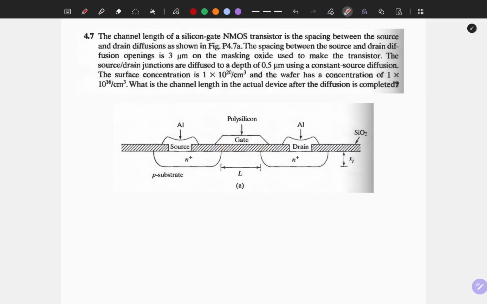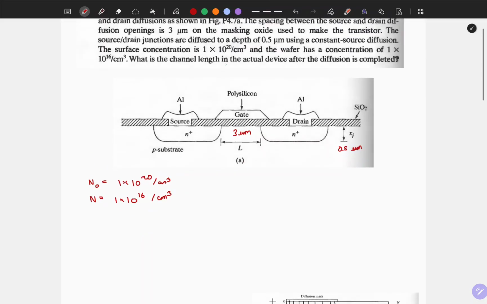The source and drain junctions are diffused to a depth of 0.5 micrometers, right? So we have a junction depth of 0.5 micrometers. This is 3 micrometers. Using a constant source diffusion, the surface concentration N naught is 1 times 10 to the 20th, and the wafer has a concentration of N equal to 1 times 10 to the 16th per centimeter cubed. And we're asked to find the channel length after the diffusion is completed.